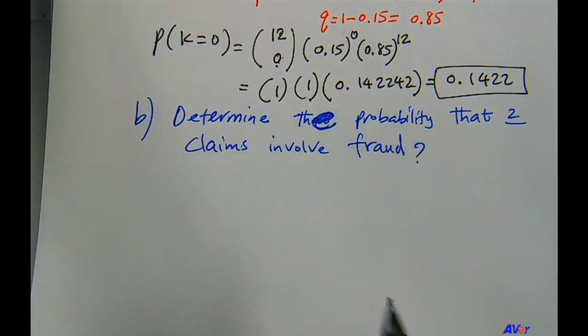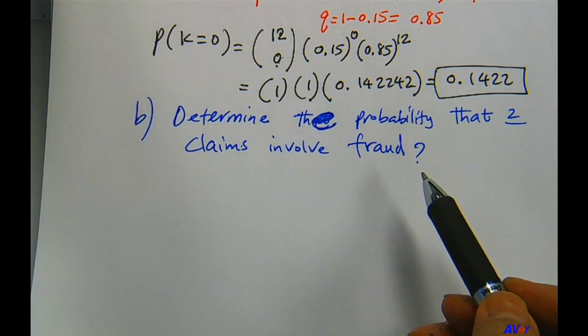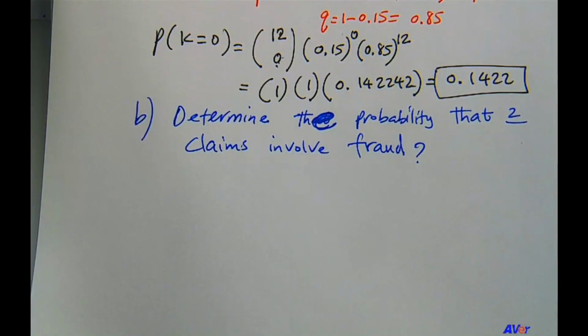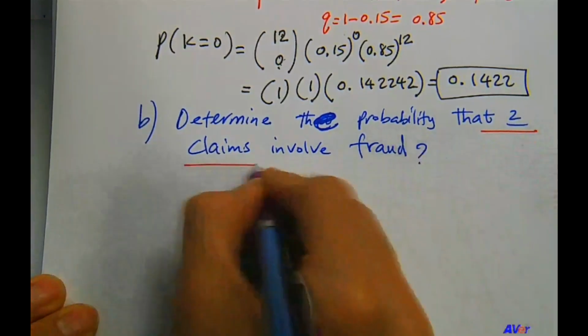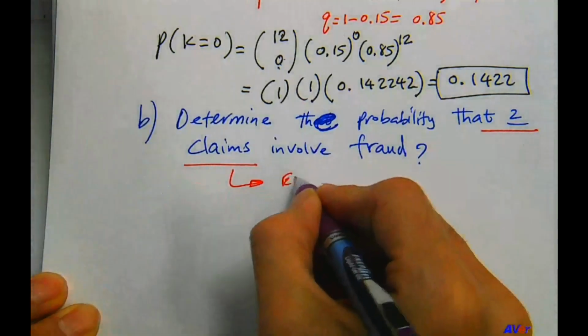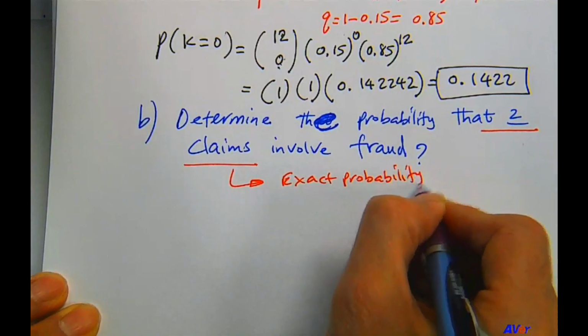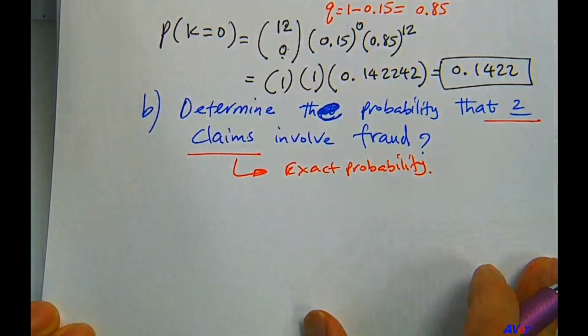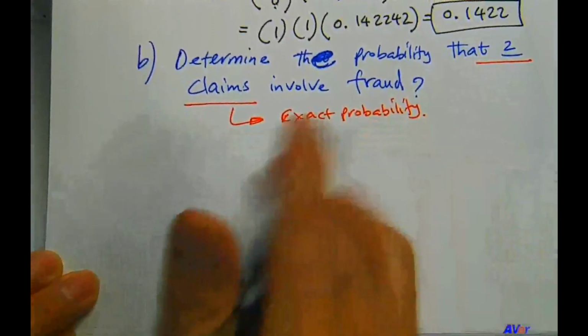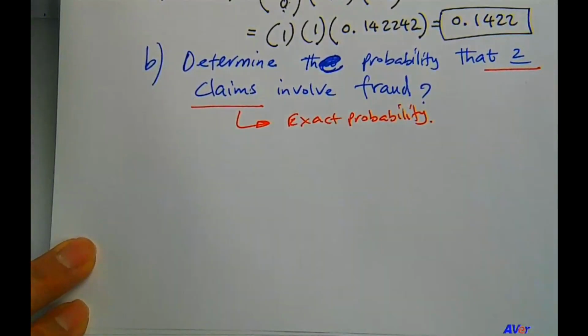So this is, what do you think? Is this an exact probability or an interval probability? Think about it. See, the 2 claims is just, it doesn't say more than 2, or less than 2, or no more than 2, or at least 2. So this is an exact probability. So we only have to calculate this once, or one calculation. That's all we have to do.